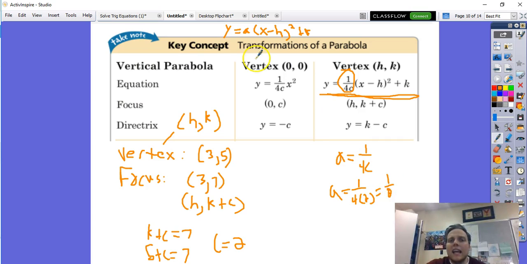Well, we have a, 1 over 8. We have h, which is 3. We have k, which is 5. So I can plug in all my information. I can say y is equal to 1/8 times x minus 3 squared plus 5. Bam, there's my answer.